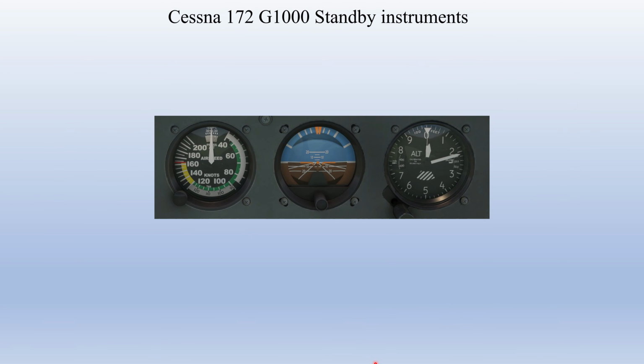In the Cessna 172 that's equipped with the G1000 panel, we do have 3 analog standby instruments, or backup instruments, that are located underneath the panel, underneath the display units. We have an airspeed indicator, and we have an attitude indicator and an altimeter. The airspeed indicator and the altimeter are analog pitot-static instruments. They get air directly from the pitot-static system, and they have no input from the air data computer whatsoever.